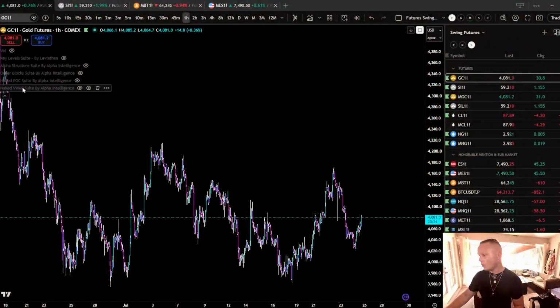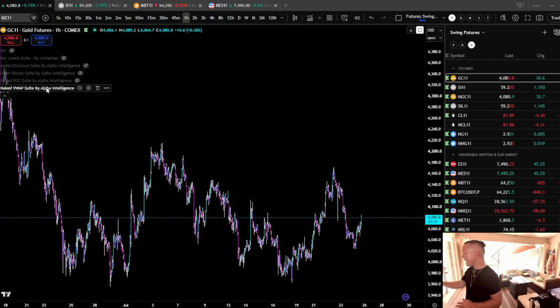This gives you clear entry and exit criteria. It gives you clear stop loss criteria. It gives you a clear rules-based system. It removes emotion, and it helps you minimize your risk and maximize your reward by understanding exactly where you're going to get in, where your trade is invalid, and where you're going to get out. So let me show you a couple of ways that you can use what is called the Naked VWAP Suite by Alpha Intelligence to absolutely crush it in the market, because this is exactly how you're going to want to use it.